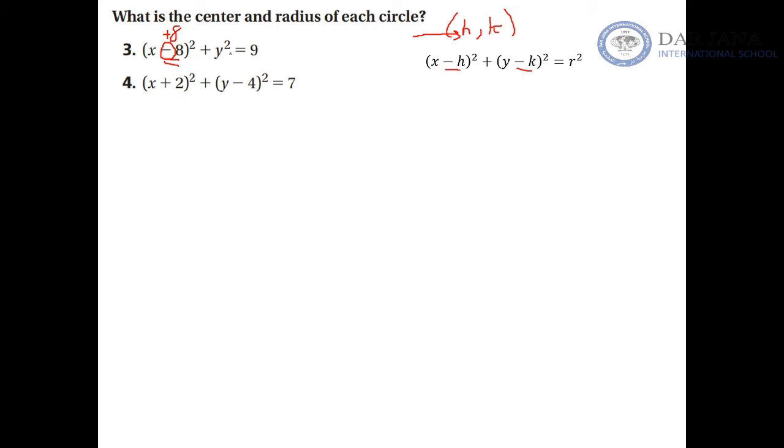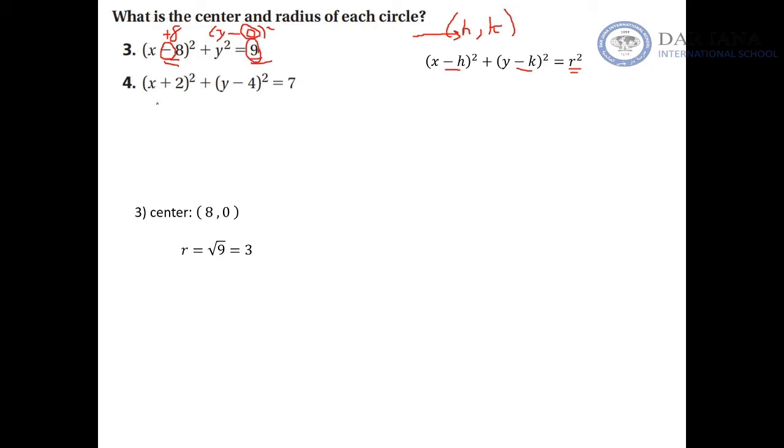Here I have y squared, which means y, I didn't subtract anything, so it's y minus 0 squared, which means the k value is 0. And since here I have r squared, this is the square of the radius. So the center is (8, 0), just like I said before, and r is equal to the square root of 9, which is equal to 3. Whatever the number here, I have to take the square root.